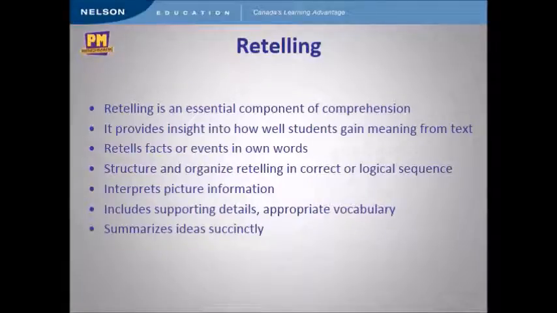Retelling, when a student has read a text and retells it back to you, is an essential part of comprehension. It really allows you to gain insight into how well the student has gained meaning. By retelling you facts or events in their own words, the structure and organization that they use to tell it will really allow you to have a glimpse into the student's comprehension. Are they really understanding what they're reading?